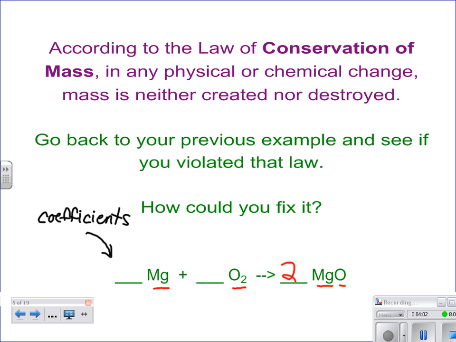But what did we mess up? Magnesium. So we have to put in a 2 here to fix the magnesium. Always go through a last step, and this one's pretty simple, but go through that last step of just double checking and counting. You've got 2 magnesiums, 2 magnesiums, 2 oxygens, 2 oxygens. So now it's balanced. We haven't created or destroyed anything.